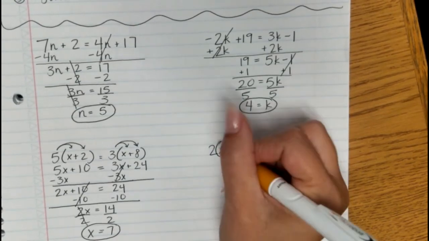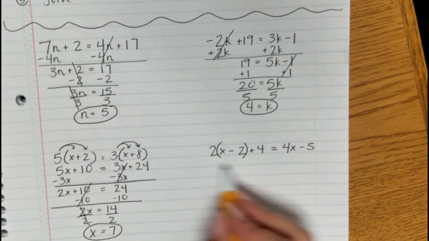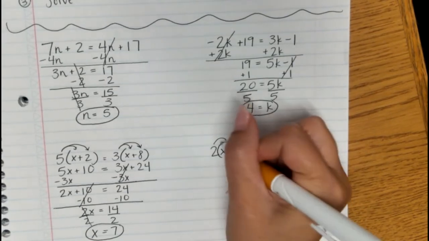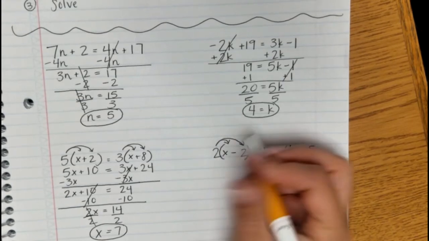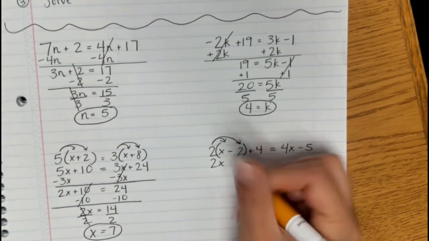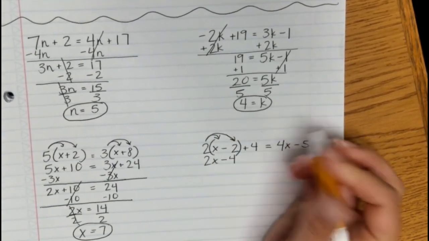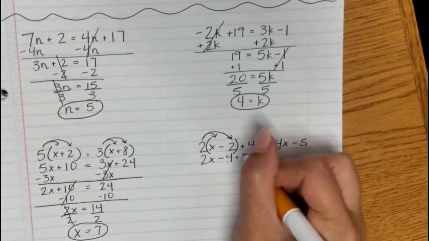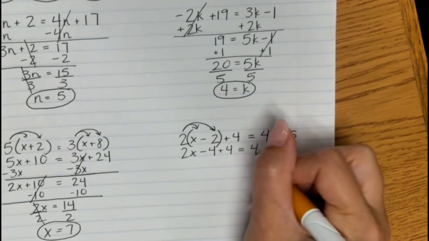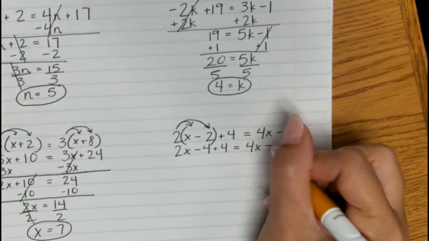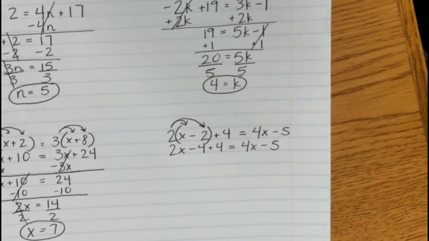Okay, so I see right away I have parentheses that I need to distribute. Let's say I distribute my 2 to my x and my negative 2. 2 times x is 2x. 2 times negative 2 is going to be a negative 4. And then I have my plus 4. And then I have my 4x minus 5.